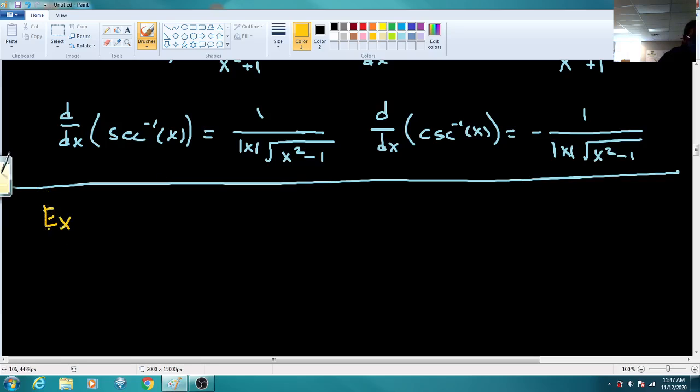So first example, we'll say, what is d dx of arc cotangent of x squared plus 2 to the x? Okay.